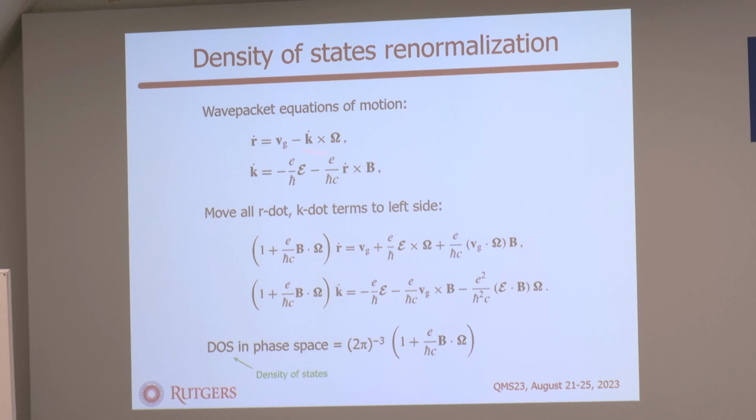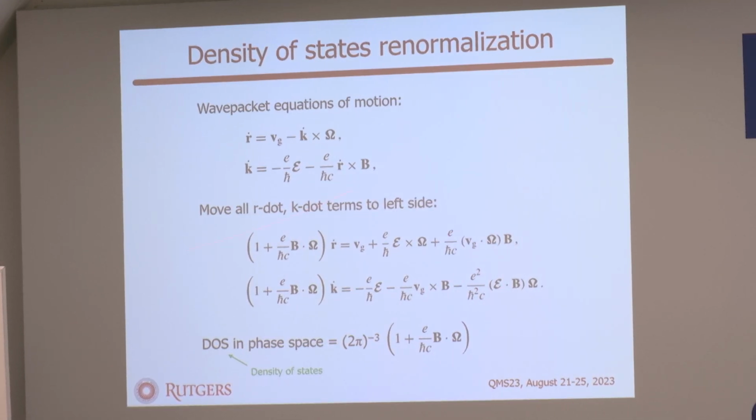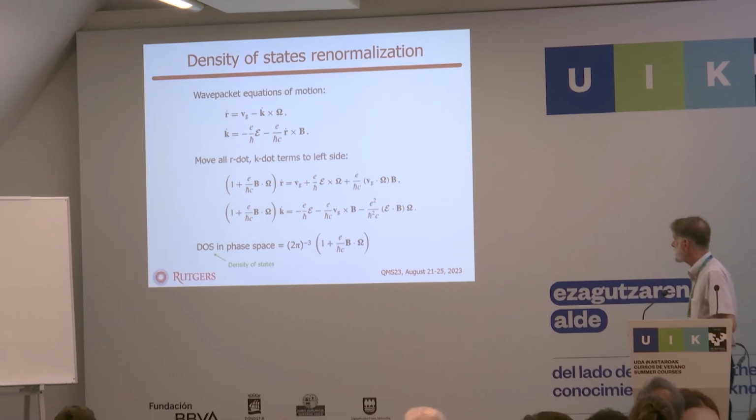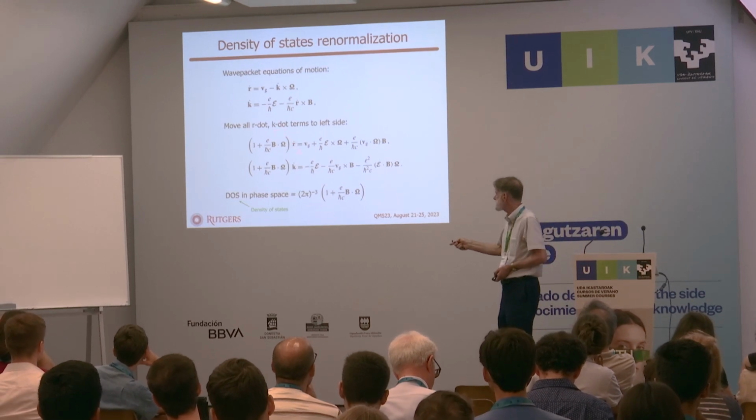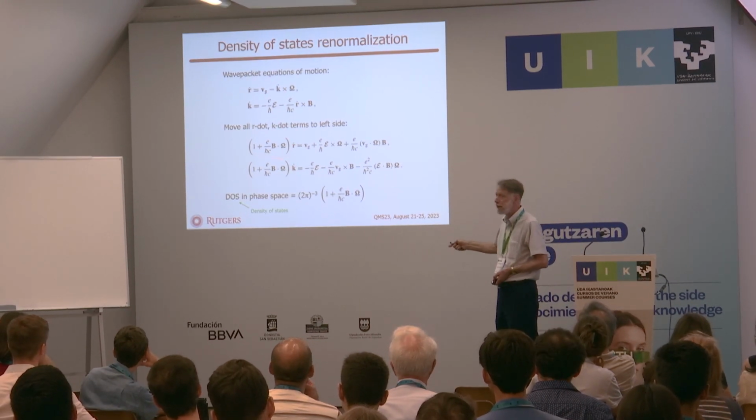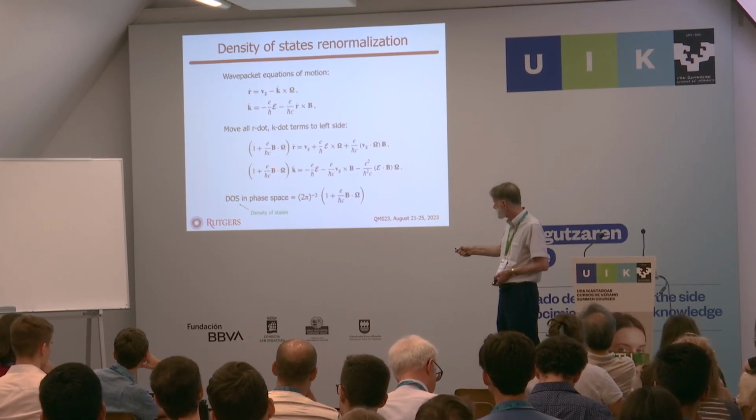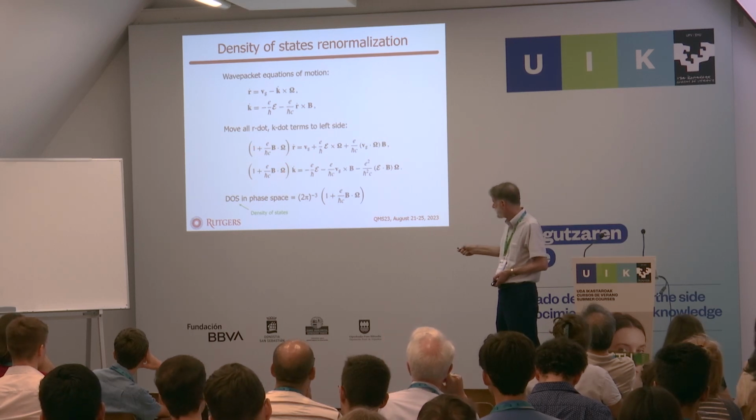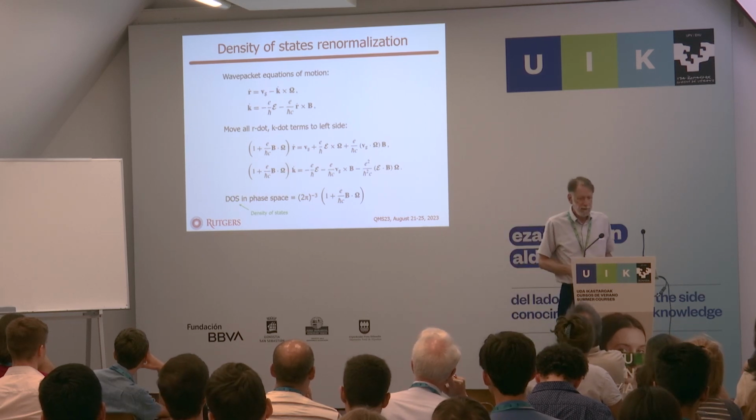But here you've got, for example, k dot on the right-hand side and on the left-hand side in these equations, and the same with r dot. And if you systematically move all the k dots and r dots to the left, you can rewrite the equations like this. And this is an interesting form because on the left-hand side you get this quantity in parentheses, 1 plus e over ħ times the inner product of the external magnetic field and the Berry curvature. So this says that if there's both an external magnetic field present and a Berry curvature present, and they're not orthogonal to each other, you get an interesting effect.